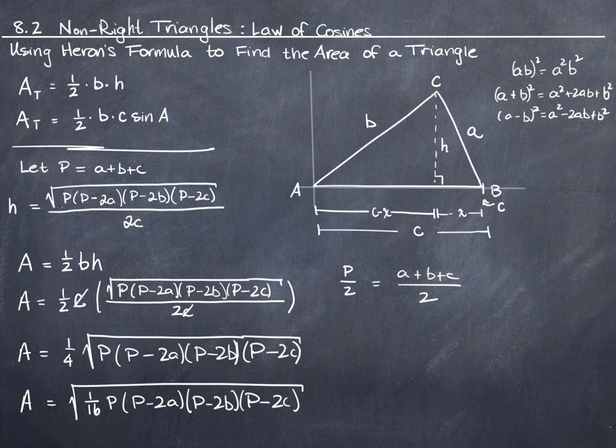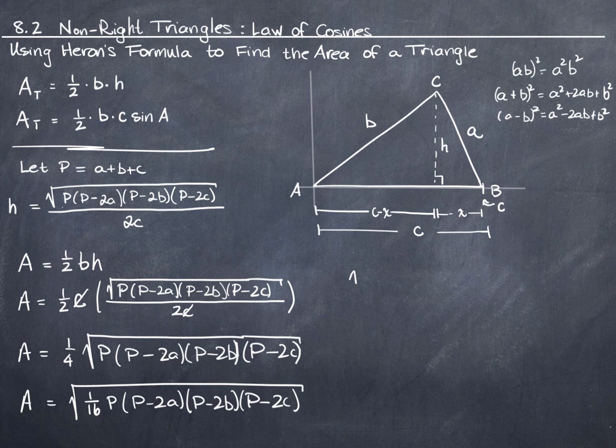The good news is that if I take this 1 over 16 and apply 1/4 of it to each of these, I get a P over 2, a P minus 2A over 2, a P minus 2B over 2, and a P minus 2C over 2. So I'm going to rewrite it again. I'm basically breaking this 1/16 up into 4 parts, right? 1/4. It's worth noting that 2 to the power of 4, or 2 times 2 times 2 times 2, is 16. So each of the 4 parts of these is going to be a 2.